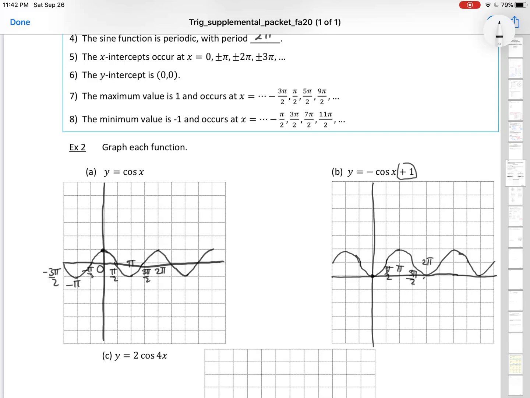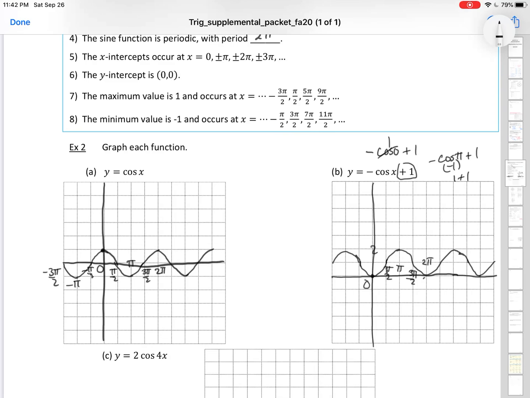So what am I claiming? I'm claiming that at 0, I'm down at 0. Well, let's check that out. Negative cosine of 0 plus 1. Cosine of 0 is 1. Negative 1 plus 1 is 0. Pi over 2. Cosine of pi over 2 is 0. Times negative is 0 plus 1. And I'm up at 1, which is exactly where I'm at. At pi, I would be at negative 1. And so negative cosine of pi plus 1. Cosine of pi is negative 1. Negative of negative 1 is 1, plus 1 is 2. So everything's working out exactly the way that it should.